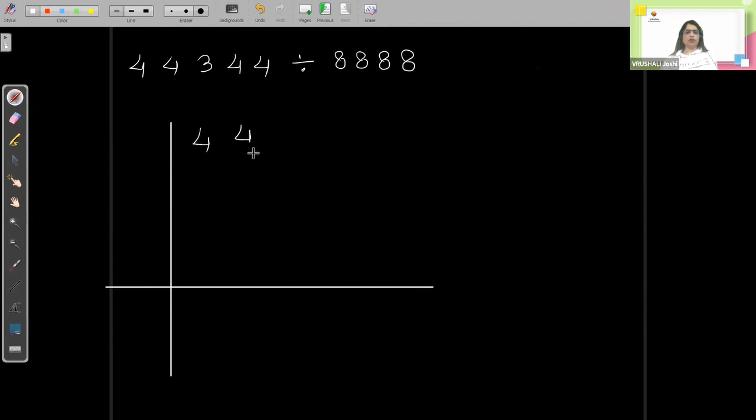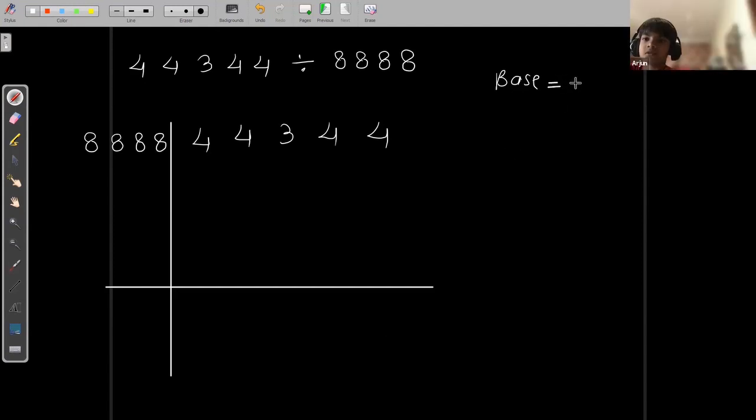That's equal to 44344, and this is 8,888. Base. Arjun, what is the base? Can you tell me the base this time? Unmute yourself and tell me the base this time. 10,000. That's a perfect number.